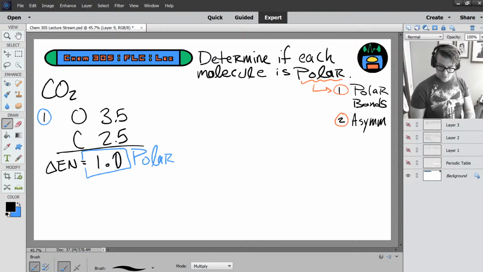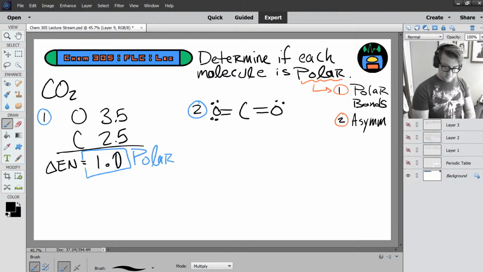Now, let's look to see if this is symmetric. All right, if you look at carbon dioxide, if you draw out the Lewis structure, if you look at the Lewis structure for carbon dioxide, it is a linear molecule. Right here we have linear.